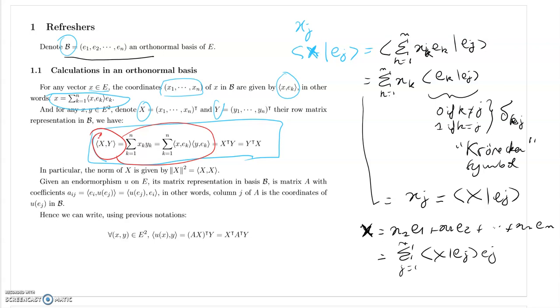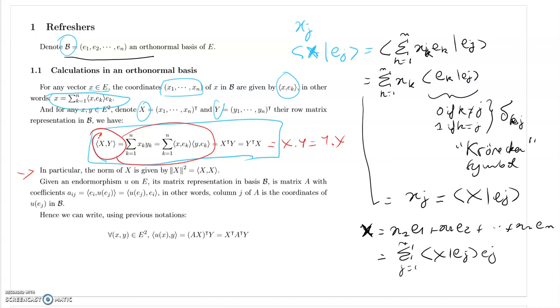Another way to write that is using the notation of the dot product that you've already seen. So that's x dot y or y dot x, and you can express that using the transpose notation of the matrices. Okay, what next in particular? We have that the norm of x is given by the scalar product of x with itself.